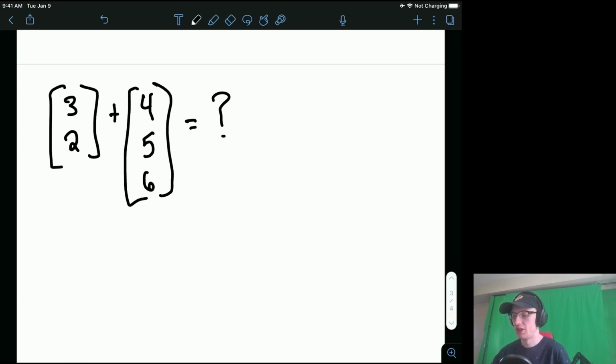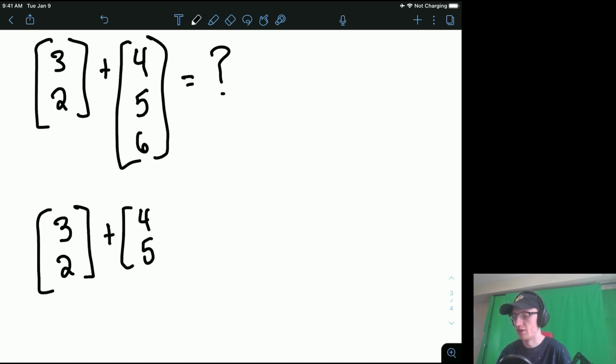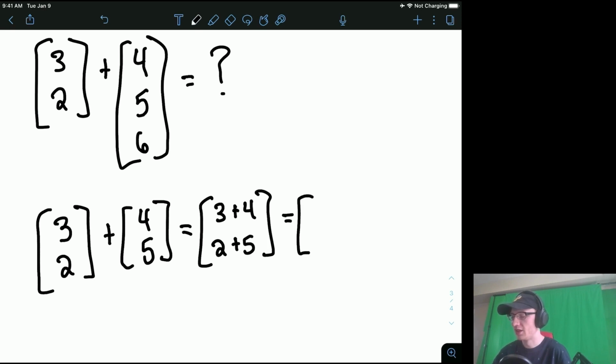What you can do is add vectors of the same dimension. So it kind of makes sense if you had 3, 2, and then you were adding 4 and 5. Well, that is equal to the sum of the components. So that is 3 plus 4, and this is 2 plus 5, which is equal to 7 and then 7, and it's also a 2-dimensional vector. So if you're adding vectors in 2 dimensions, you're going to get 2 dimensions back.